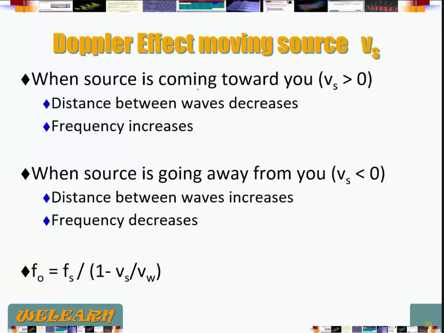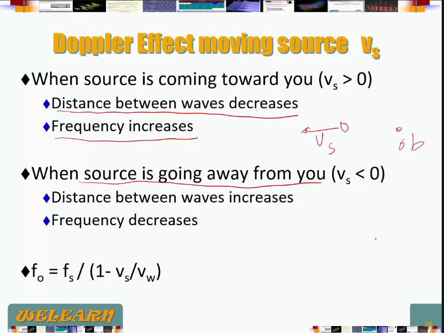So in summary, when the source is coming towards you, so for example, if we have the observer here and the source is coming towards you, the distance between the waves or wave fronts decreases, resulting in a higher frequency. However, when the source is moving away from you, that's when you are here, and the source is moving away from you. That's not exactly what we have seen in the animation, but it's the same idea again. The distance between the waves or wave fronts increases, making the frequency decrease.